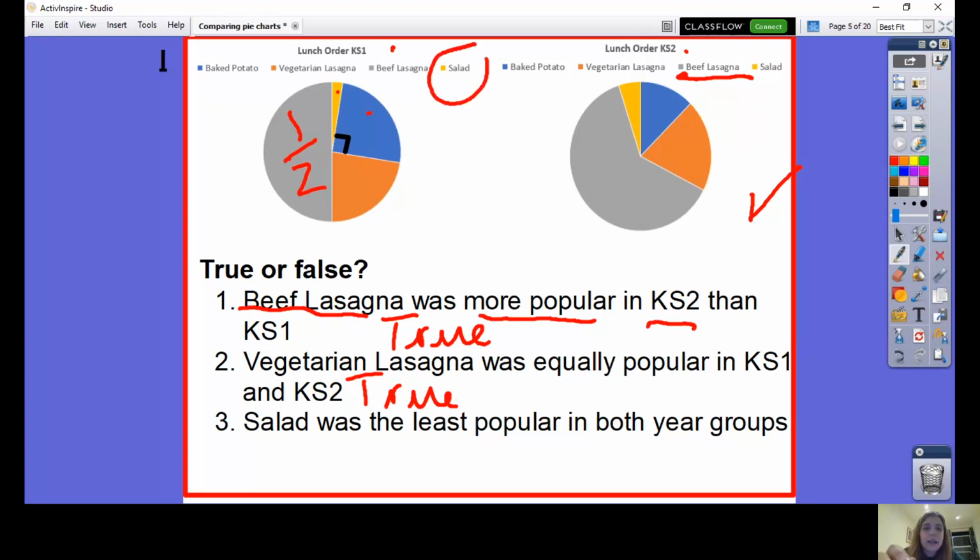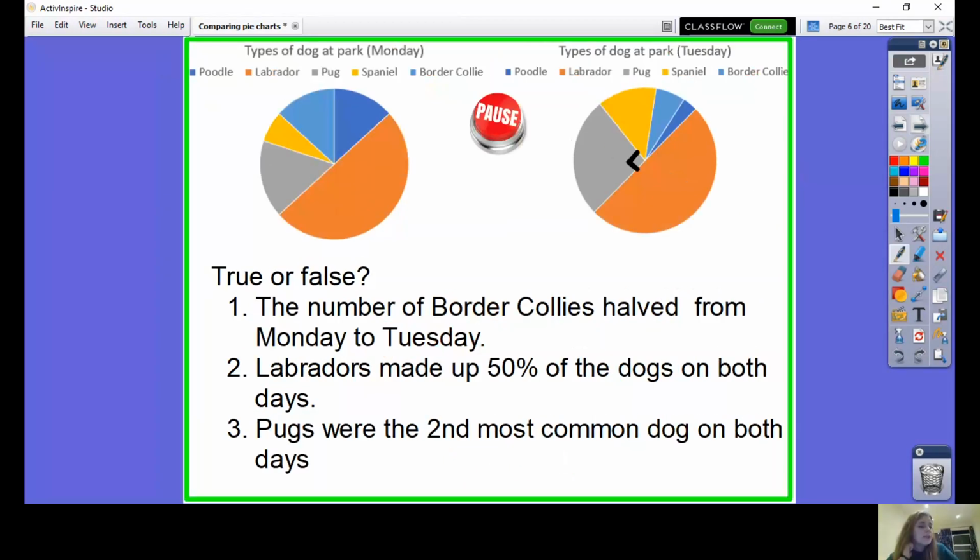Salad was the least popular in both year groups. Okay, salad is yellow here. Yes, it's the least popular. In fact, all three of these questions were true. I'd like you to pause the video now and have a go at solving these questions.